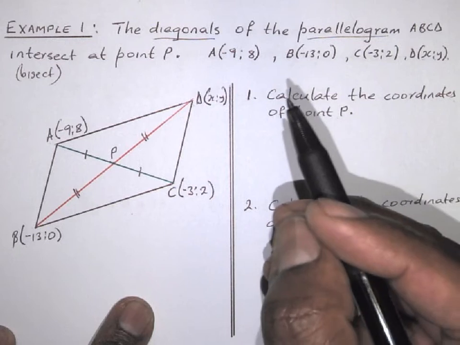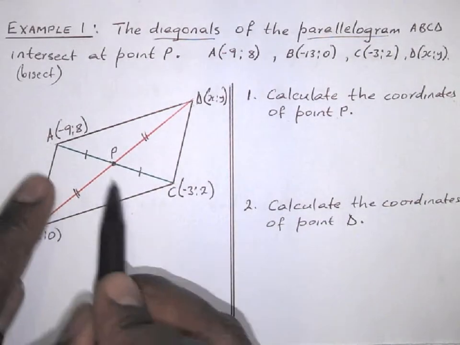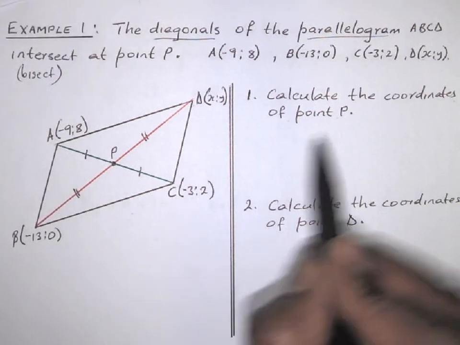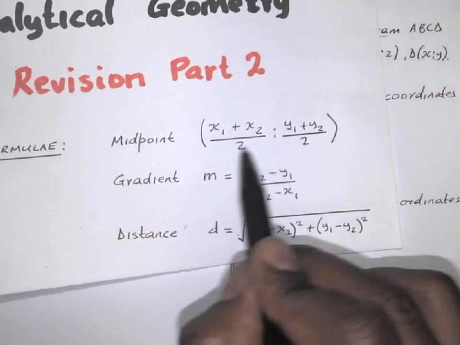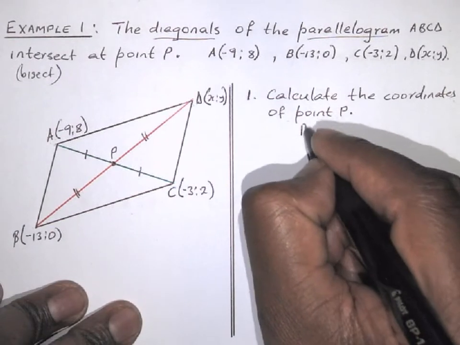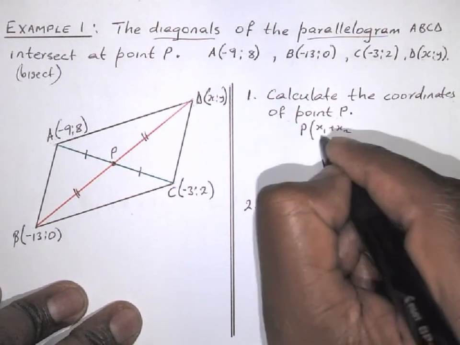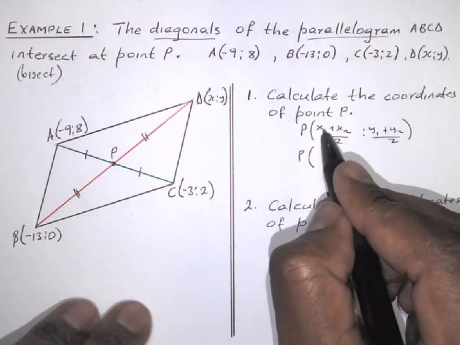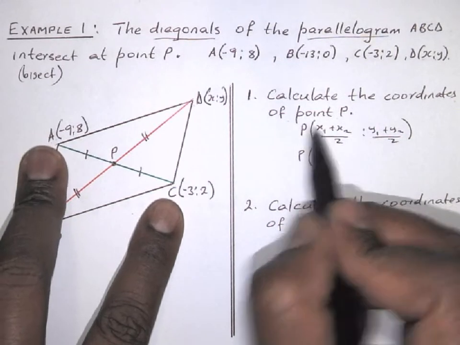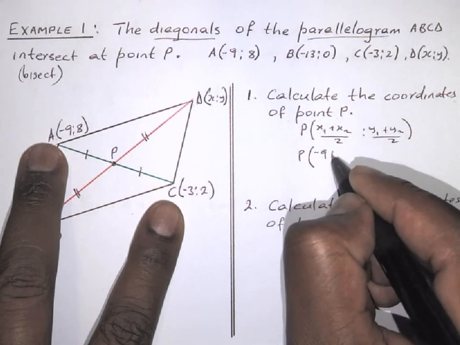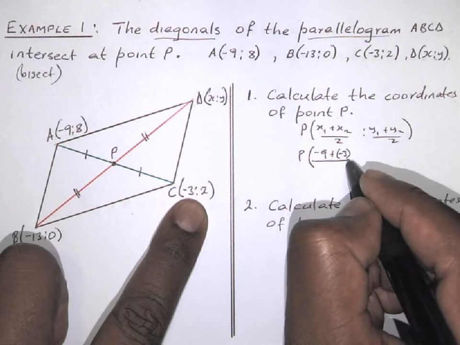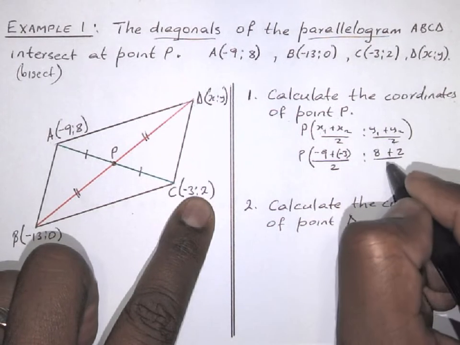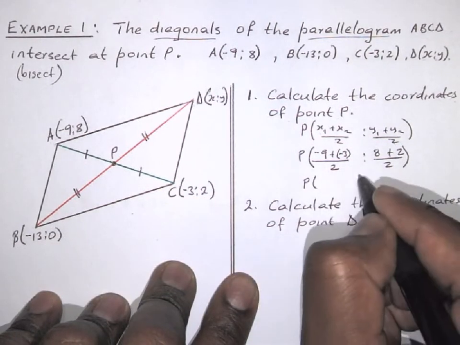Now they don't tell us anything. We've got to think. We can see that P is the midpoint of this line AC, and they want us to find the coordinates of P. We used this formula previously, so we can say P will be ((x1 + x2)/2 ; (y1 + y2)/2). So P will be ((-9 + -3)/2 ; (8 + 2)/2). So if I simplify this, what do I get for the coordinates?